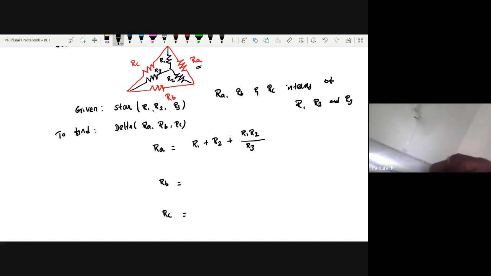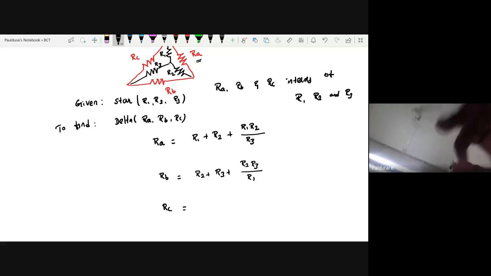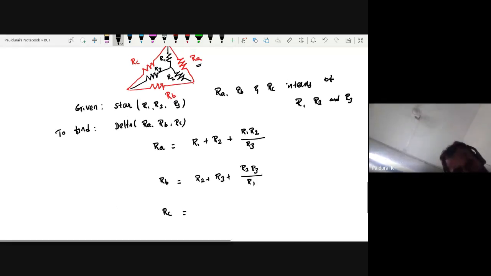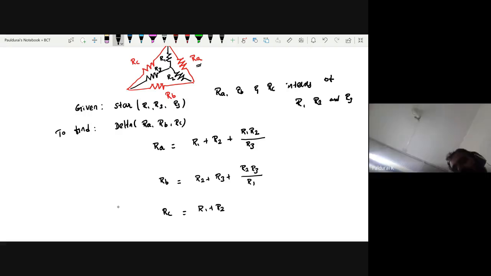Suppose I write the formula for RB, then you can write the formula for RC by yourself. Now coming to RB. Who is adjacent to RB? R2 and R3. So this becomes R2 plus R3 plus R2 R3. Who is missing? R1. Similarly, can you write the formula for RC? Once it is understood, you can write it by yourself. R1 plus R3 plus R1 R3 by R2.